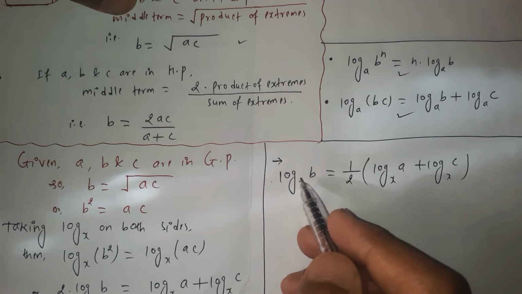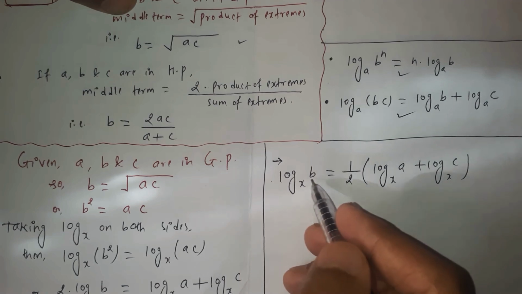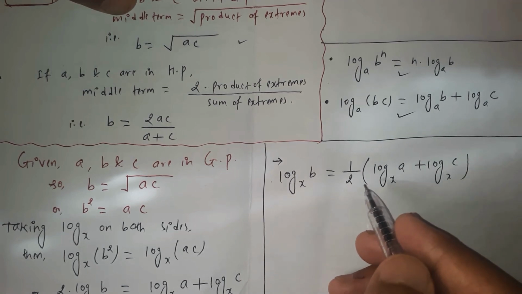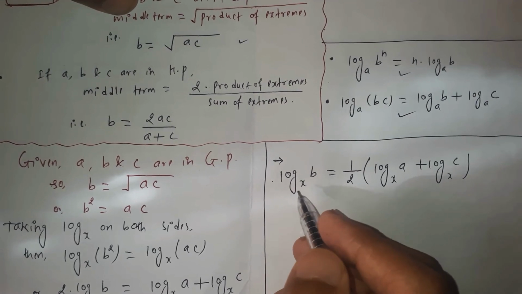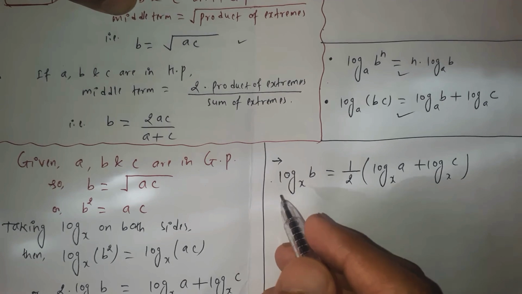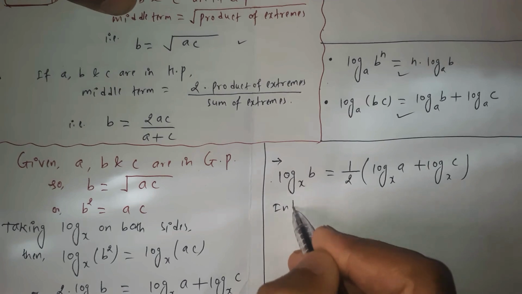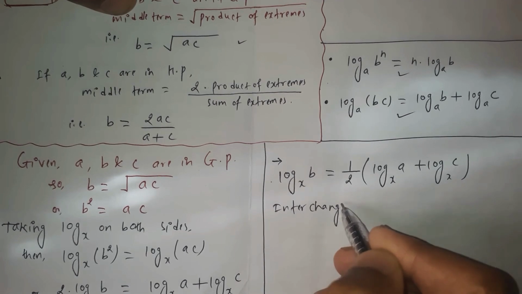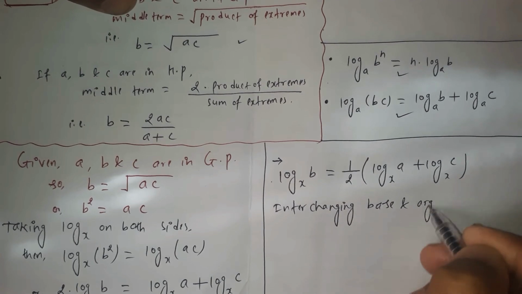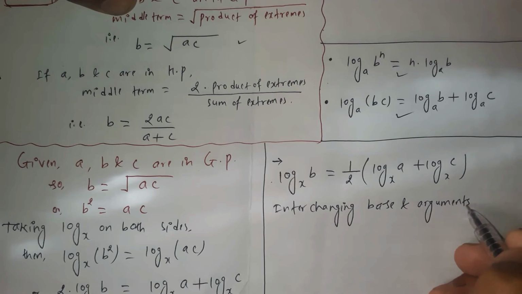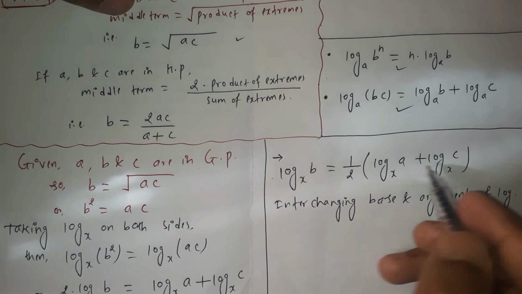So we can interchange the base and the argument of the logarithm to make the numbers a, b, c the base of the logarithm. So let me interchange the base and the argument of the logarithm. Now interchanging base and the argument of the logarithm. Let's interchange the base and the argument on these equations.